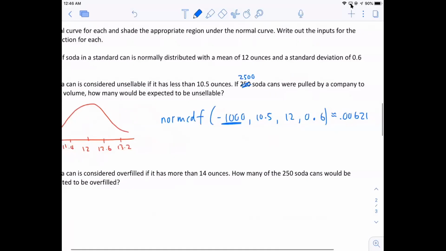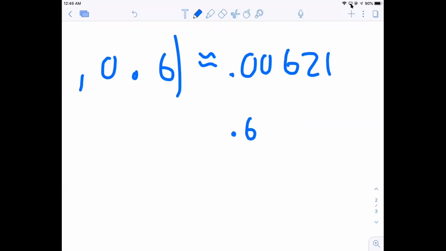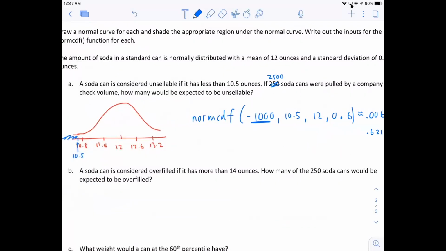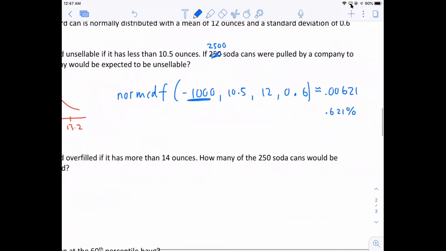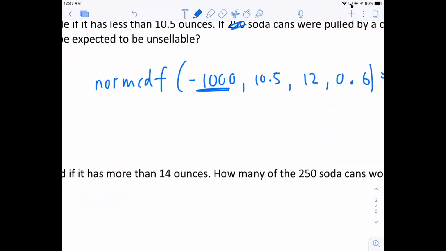So how many would be expected to be unsellable? Well, that is around 0.621%, so less than 1%, right? That's actually probably pretty high. If you were a factory, you would want as minimal as you can soda cans unsellable.